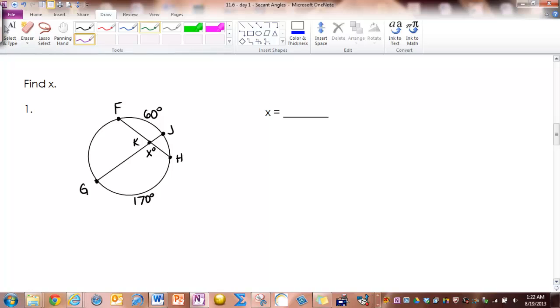Now in each of these example problems we are going to be finding x. Now x will sometimes be located at the angle and sometimes x will be located on an arc. In any situation you're going to be finding x. Now in this first problem we have two chords that intersect to form an angle. And that angle right here we are calling x. Now, our vertex is inside the circle.